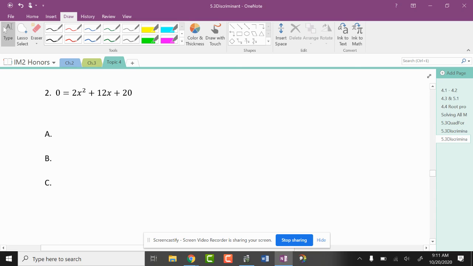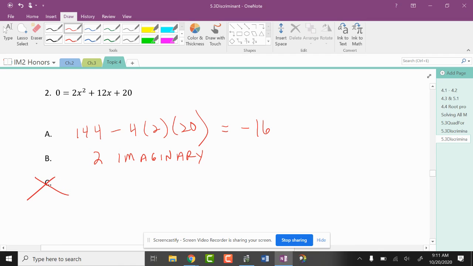Okay. b squared, here we go, 144 again, minus 4ac. 4 times 2 is 8. 8 times 20 is 160. 144 minus 160 is negative 16. What kind of solutions would we have? Two what? Imaginary. If we went ahead and kept going, that's exactly what we had in our example up there. Square root of negative 16. And then that doesn't apply because they're imaginary.